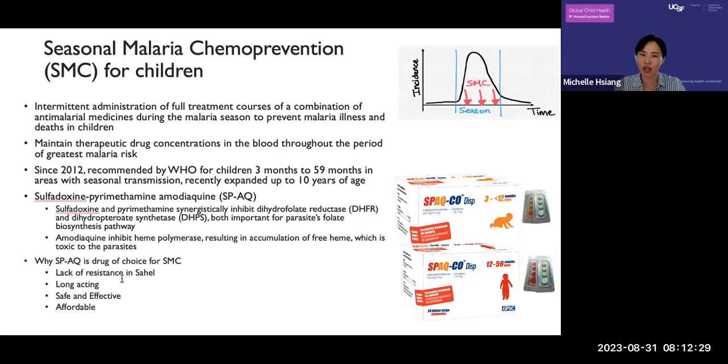There's a lot of resistance to SP in other parts of Africa and the world, but for some reason in this area of the world, in the Sahel, that resistance has not developed, so you can use this drug. It's long-acting, as I mentioned, safe, effective, and affordable. And this is a dispersible version, which has now become available to facilitate administration in children.